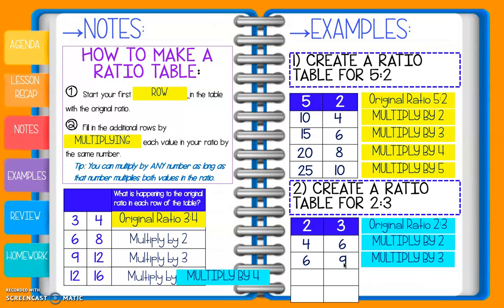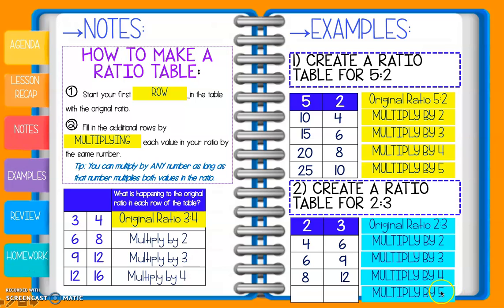To get my fourth row, I'm going to multiply by 4. So 2 times 4 would give me an 8, and we have a 12. Then for my fifth row, I'm going to multiply by 5. So we would have a 10 and a 15. Now again, we don't have to multiply sequentially. We don't have to do 2, 3, 4, and 5. We can multiply by any value as long as we multiply by the same thing.